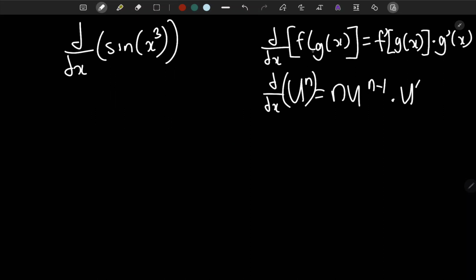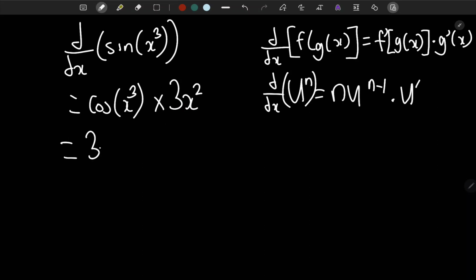So here we need to use the first formula, as we have sine and we can take g as x cubed. So we need to derive the outer part first, which is sine, which is going to be cosine, and the inner part stays the same. So x cubed is going to stay the same, multiplied by the derivative of g. So g prime is 3x squared, and simplified this is going to be 3x squared cosine x cubed, and that's the final answer.